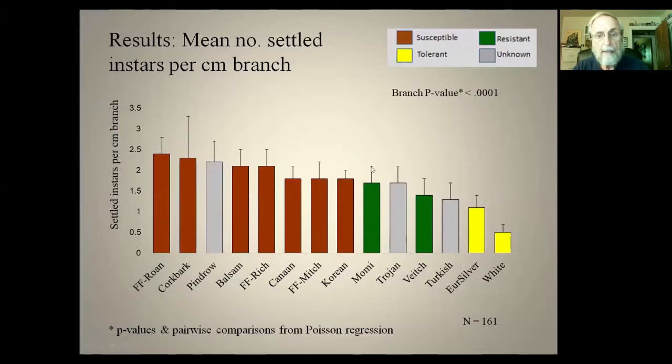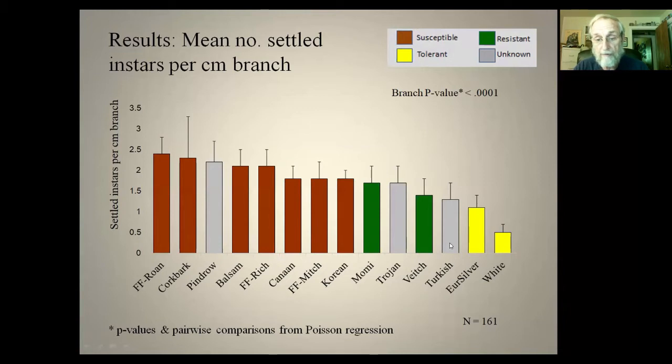And so, as I mentioned, there were adelgids virtually on all parts of the tree, but they preferred the branches. And so rather than throwing a lot of data at you, I thought I'd select the data that seemed most pertinent so that you could look at that. So this is all mainly branch data, where we found the most adelgids to begin with. The yellow represents tolerant trees, brown susceptible trees, green resistant trees, and then the gray were unknown trees. And so this first slide is the mean number of settled instars per branch, and the tolerant trees look pretty good. The resistant trees, they were okay too.